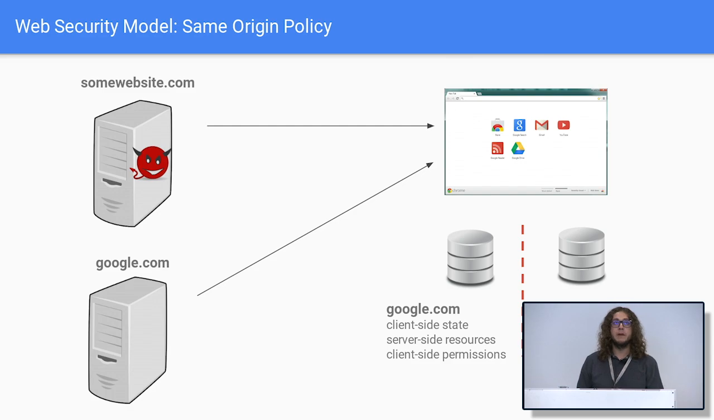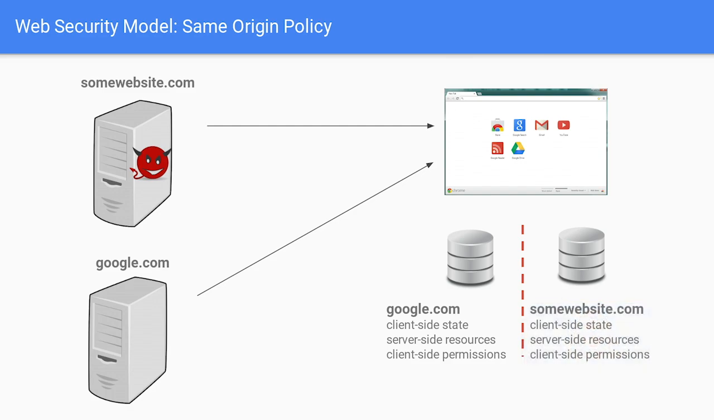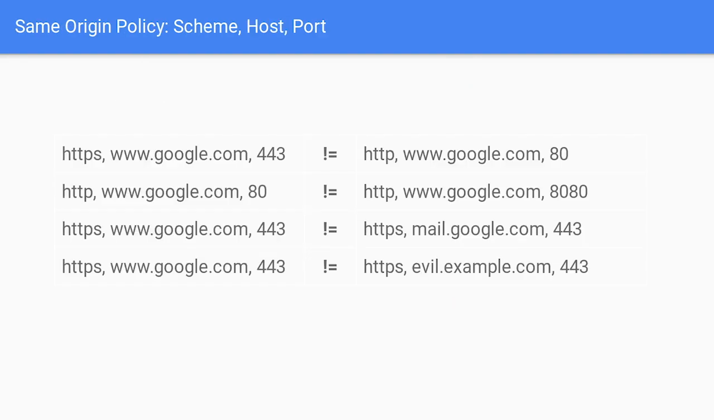Besides keeping the code safe, there's also a thing that's called the same origin policy. What is this? Well, it's a form of isolation between websites. If you go to somewebsite.com, which might be evil, it can't read or manipulate data or state from any other website, like, say, google.com, nor use permission-gated APIs that you granted to google.com. In this case, the browser is responsible for enforcing this isolation. The spec defines the isolation, but each browser is responsible for implementing it correctly.